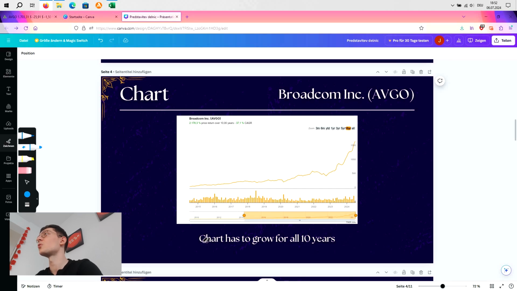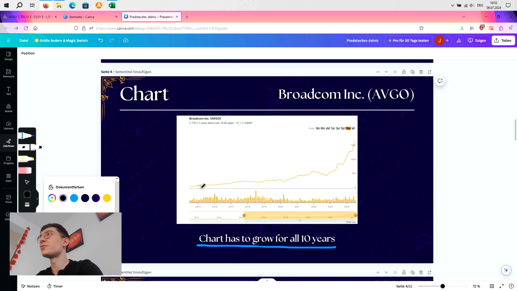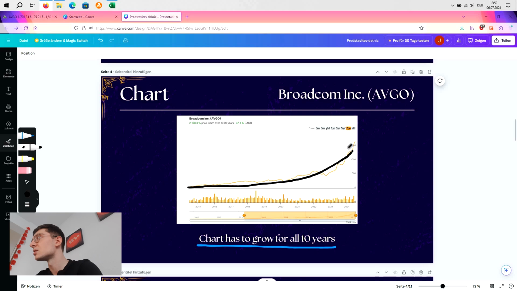We will first of all analyze the chart, and for the chart we have a little instruction that tells us the chart has to grow for all 10 years. Now what exactly does that mean? That means that I will first of all draw a little exponential growth line, kinda like this. And then we are going to compare the actual stock price, which is this orange line, with that black line, and they should preferably follow each other, okay?